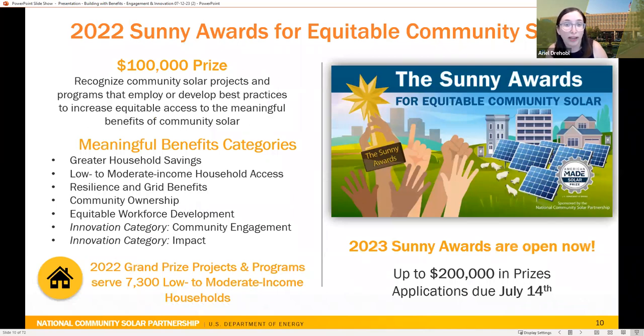And then lastly, before I hand things over to Michaela, I want to highlight that the panelists for today were all recognized by the Department of Energy's 2022 Sunny Awards for Equitable Community Solar, which awarded community solar programs or projects that incorporate meaningful benefits. So we're going to be talking about these categories of community engagement and impact today. I'll also flag that the 2023 round of the Sunnies closes in 2 days on July 14th. So get your applications in soon if you're planning to apply.